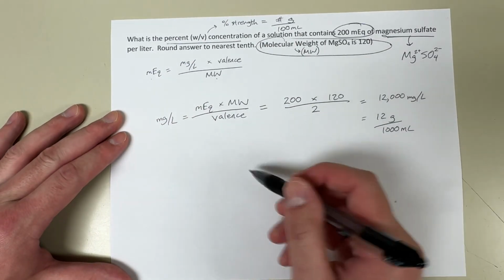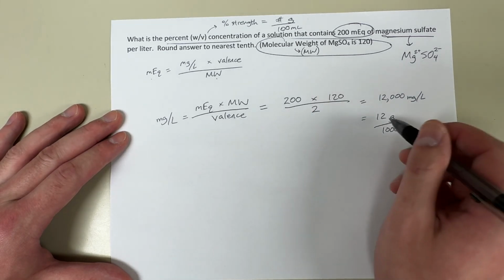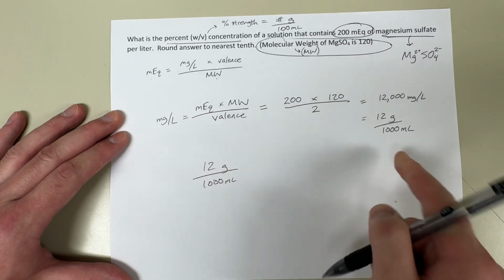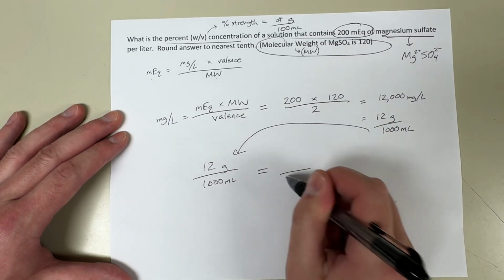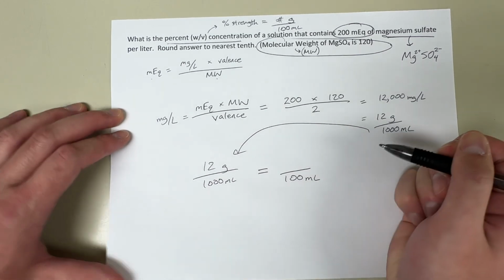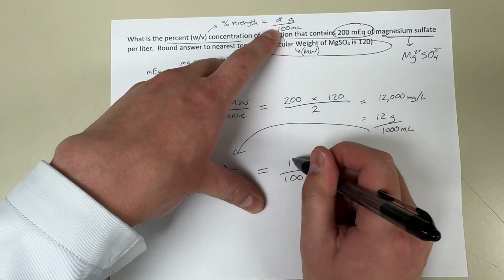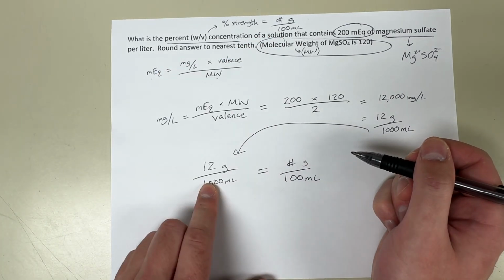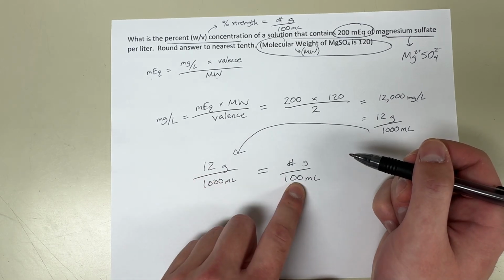So now I'm just going to use my ratios here to calculate what the percent strength is. So I got 12 grams per 1,000 milliliters, this number here. And then I'm going to set this over 100 milliliters because that's my percent strength. It's some number of grams over 100 milliliters. So I'm basically forcing this same amount to 100 milliliters total volume.